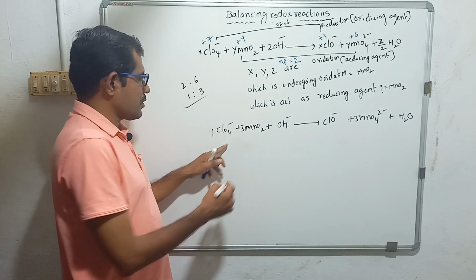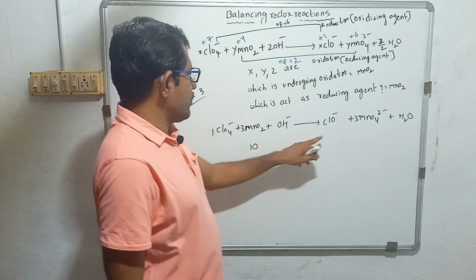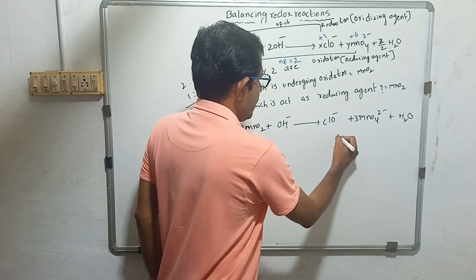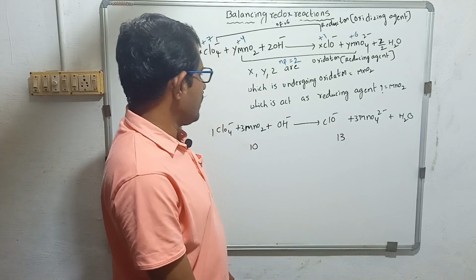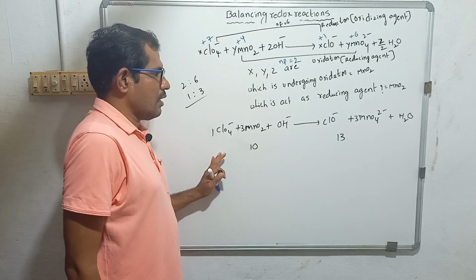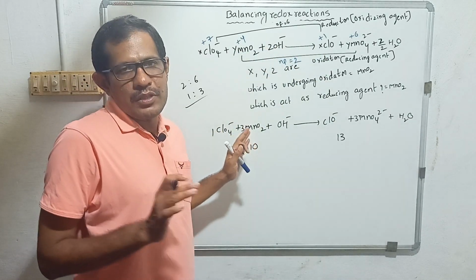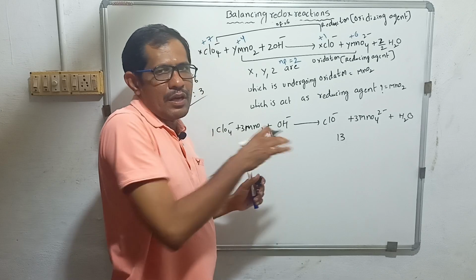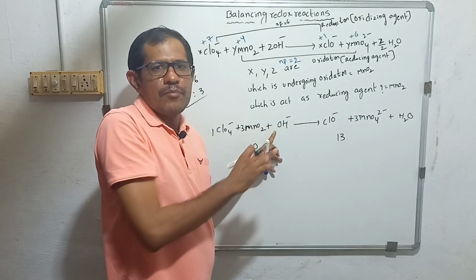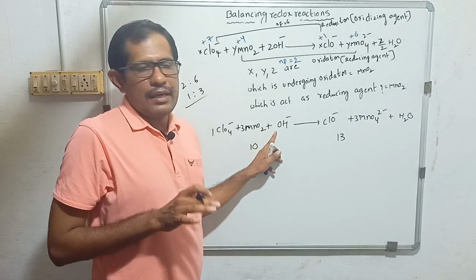If you balance the oxygen atoms, how many oxygen atoms are there? 10. If you check over here, how many oxygen atoms are there? 13 oxygen atoms. So to balance this, 10 oxygen atoms are there and 13 oxygen atoms are there. In multiple choice questions, he will give the options. Based on the options, you need to substitute the values over here, and you need to get the correct answer.